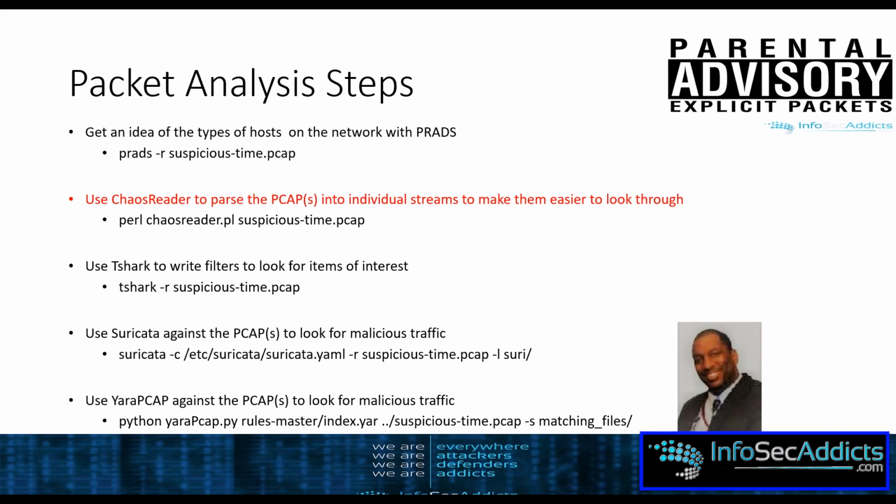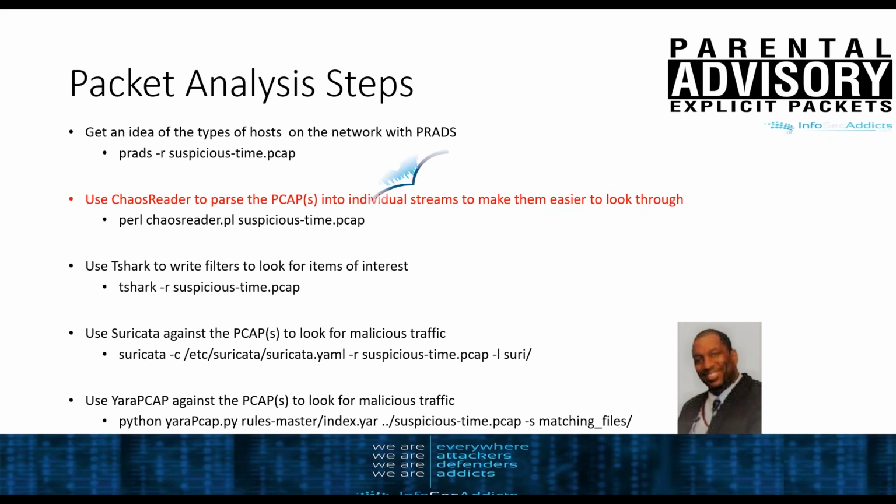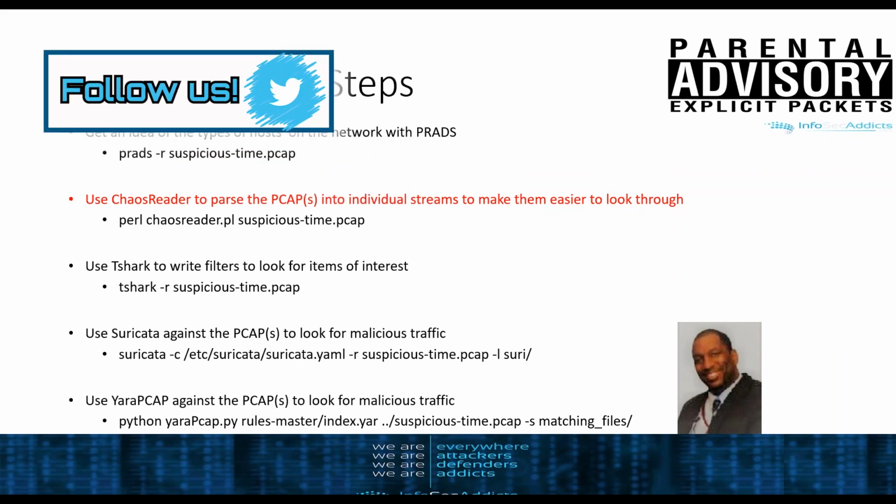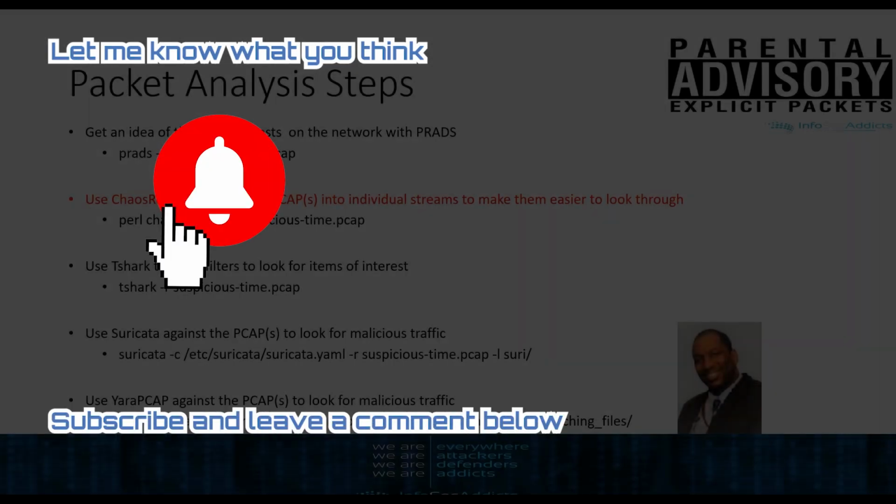So first, get a feel of what's on the network. Then get a feel of the unique combinations of IP to IP communication and what URLs they're going to. That's what I use ChaosReader for. That's step 2. Step 3, that's what we're going to do in the next video, is we're going to start using T-Shark to record some PCAPs. We're going to start using T-Shark to write some individual filters for more granular searching within PCAPs, right? And then lastly, we can start running those to see if any of those flag with our IDS like Suricata or with something like Yara PCAP, okay?